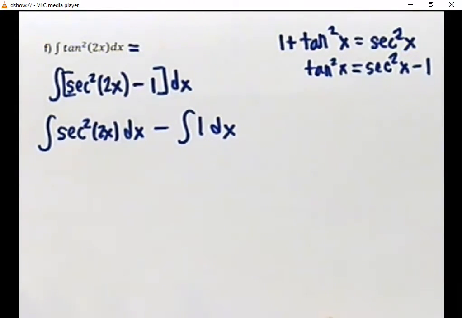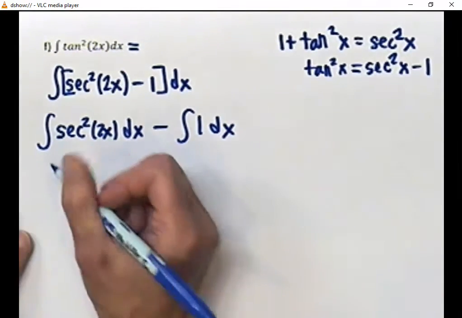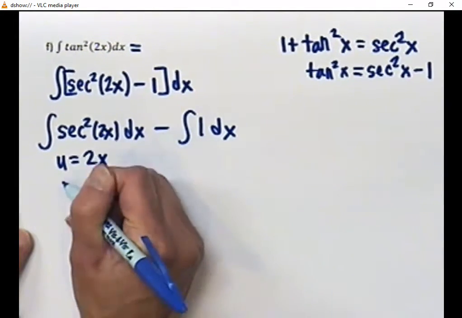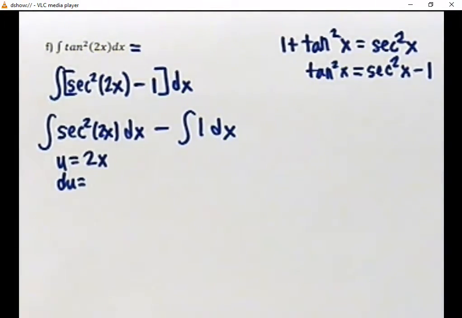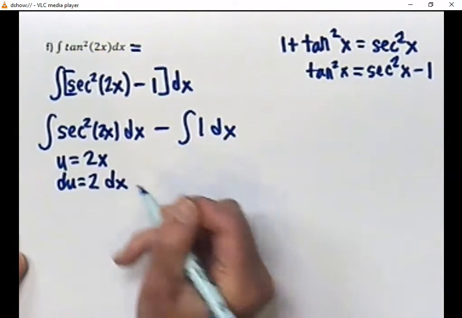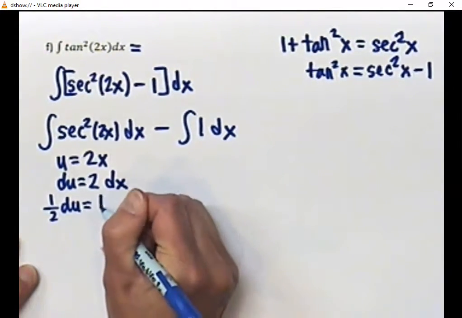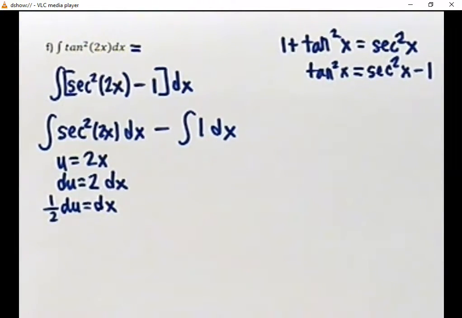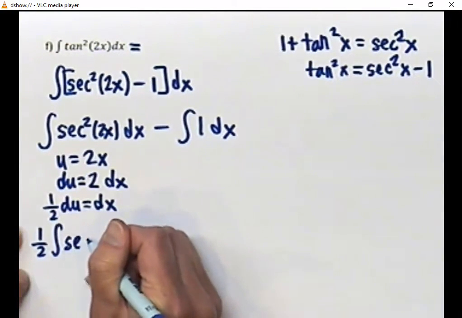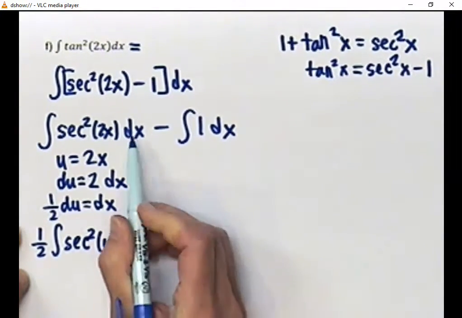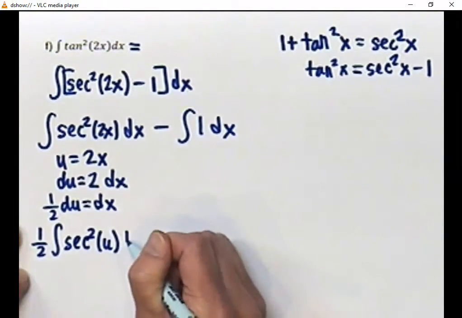This one, though, will probably require a short substitution, because it's not just x that I have in there. So I'll have to make u equal 2x, and adjust for that. The derivative of 2x would be 2 dx, and so I'll have to adjust by a 1/2 here. Okay, so when I do the substitution, I'll have the secant squared of u now, and then the dx is replaced by the 1/2 and the du.